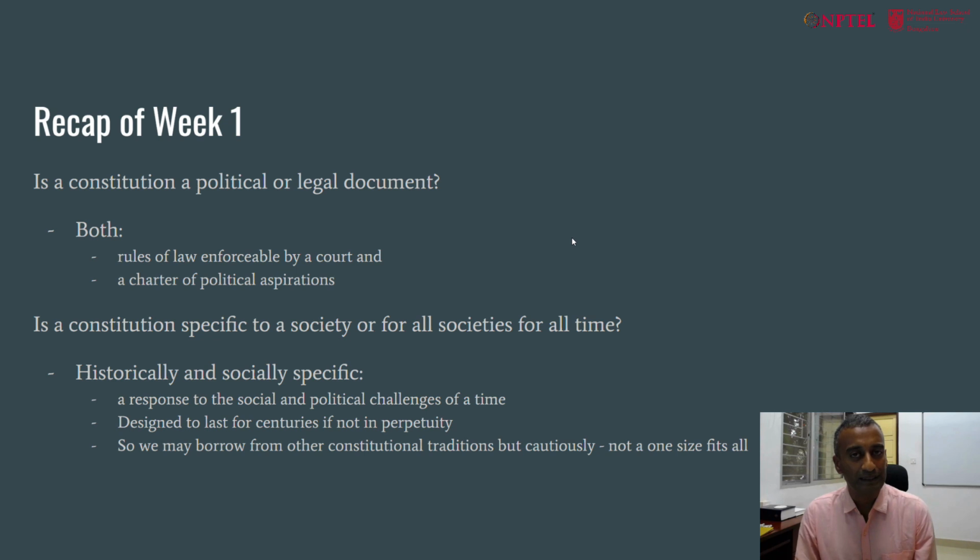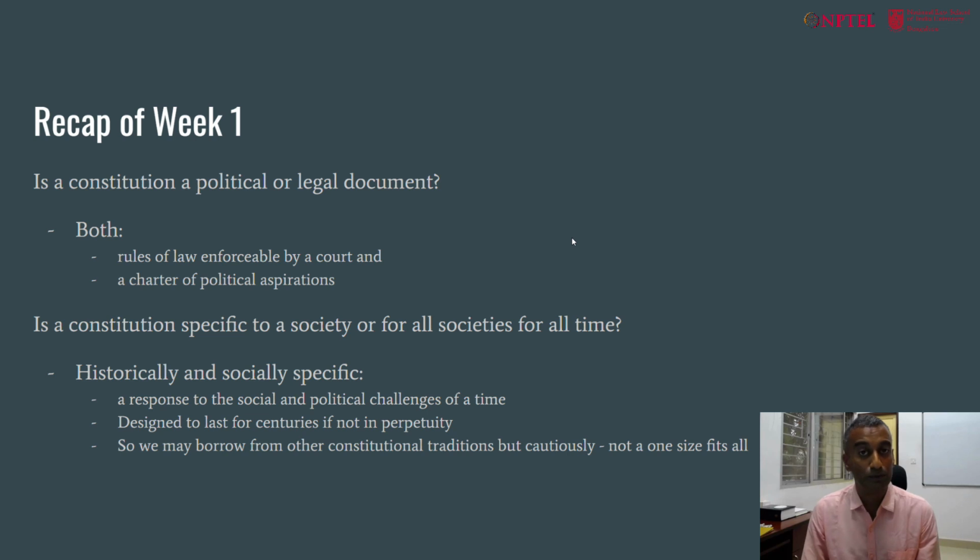The third question that we addressed in week 1 is to ask whether the constitution is a political or a legal document. And the answer to that question, as we explored last week, is that it is both. They are rules of law enforceable by a court, as well as being a charter of political aspirations. The Constitution tells us about the kind of society we want to be. What kind of political society do we want to be?